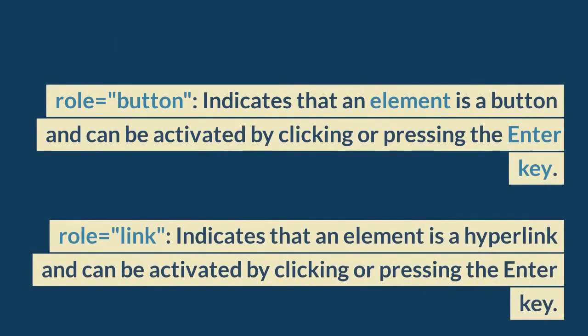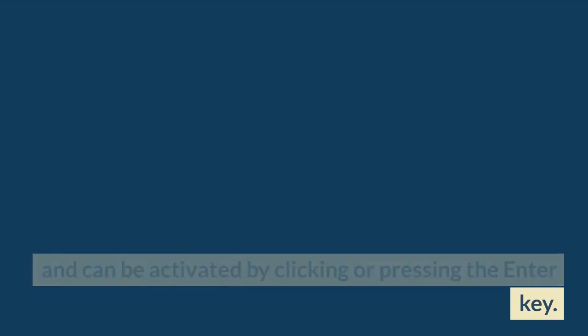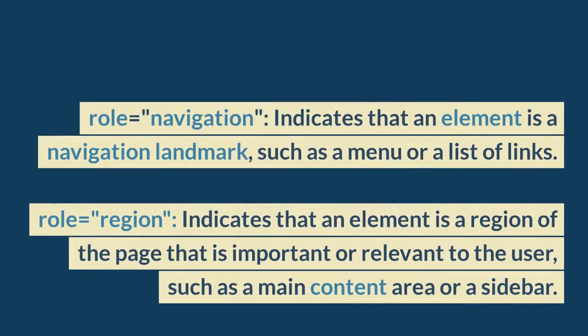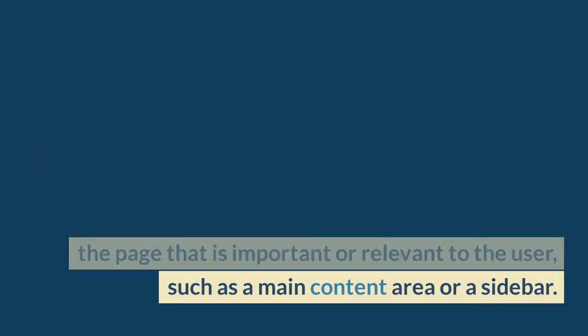Role equals button indicates that an element is a button and can be activated by clicking or pressing the Enter key. Role equals link indicates that an element is a hyperlink and can be activated by clicking or pressing the Enter key. Role equals navigation indicates that an element is a navigation landmark, such as a menu or a list of links. Role equals region indicates that an element is a region of the page that is important or relevant to the user, such as a main content area or a sidebar.